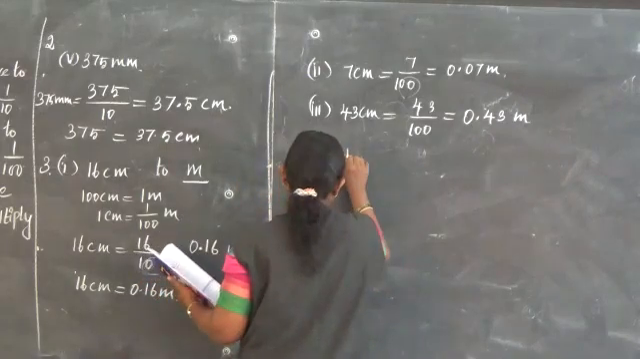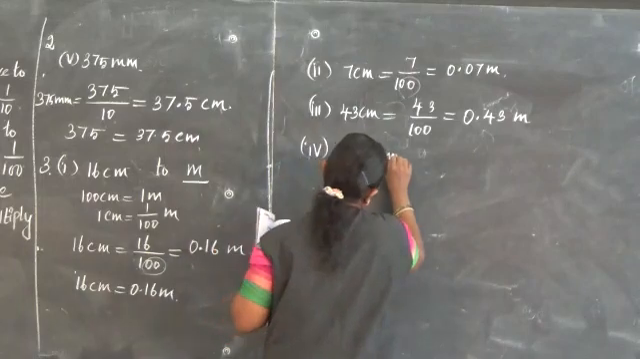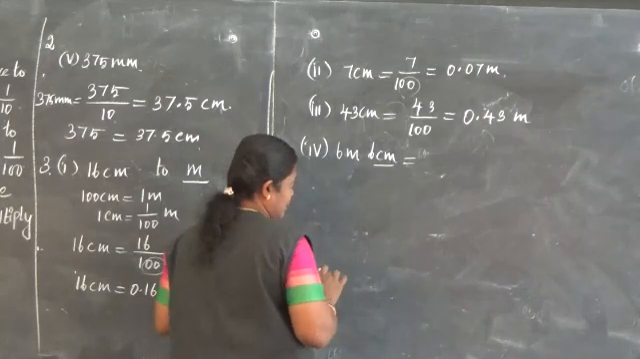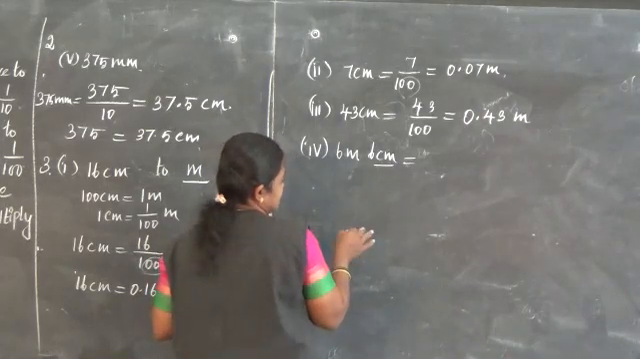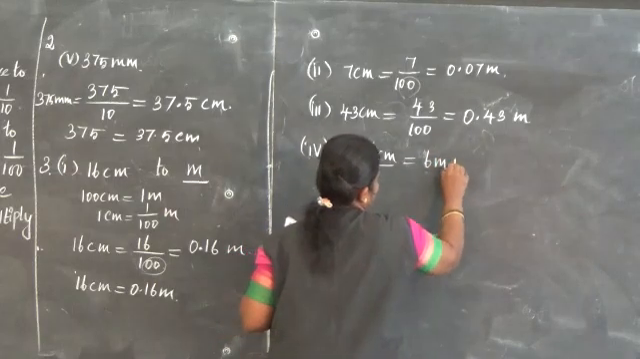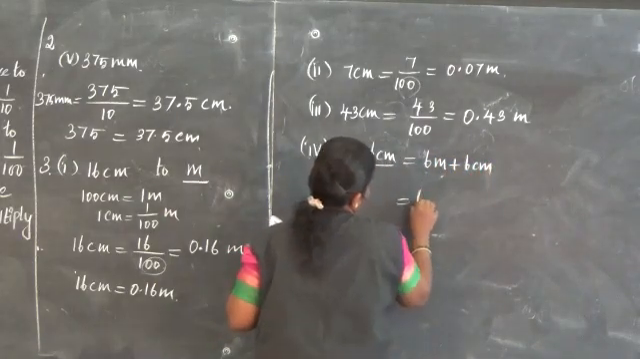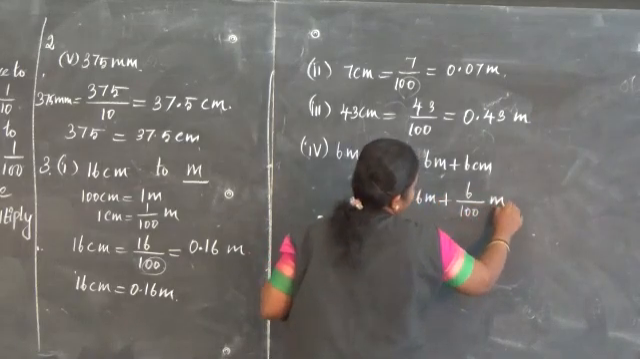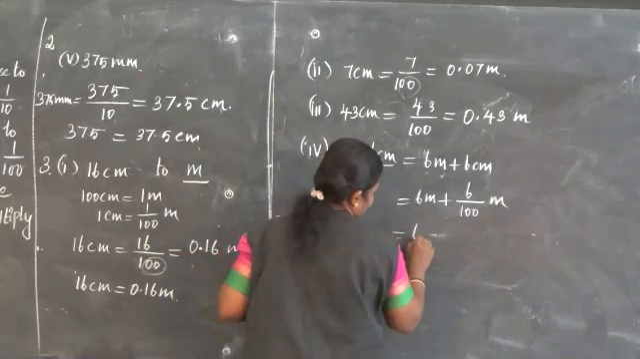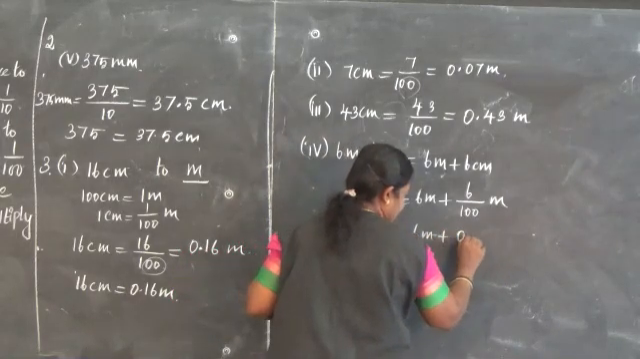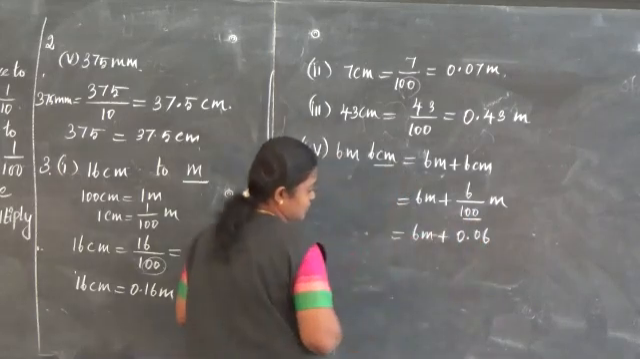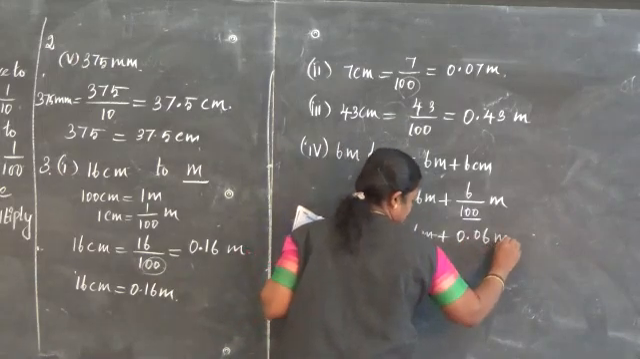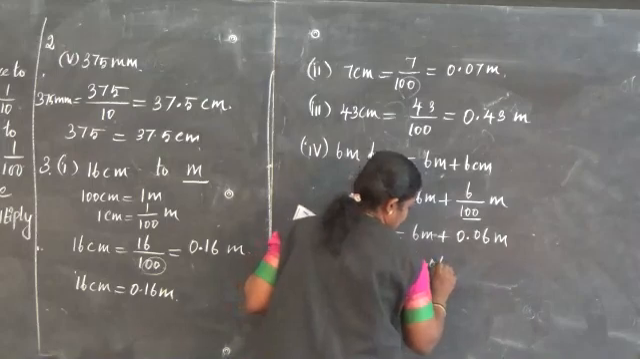Come to the fourth Roman. Here 6 meter 6 centimeter is given. Only the centimeter alone we have to convert to meter. 6 meter as it is we can keep. So 6 meter plus 6 centimeter. For that, 6 meter plus 6 by 100 meter. So 6 meter plus 0.06, because here 2 zeros were there, so you should move 2 decimal places. So 0.06 meter, that is equal to 6.06 meter.